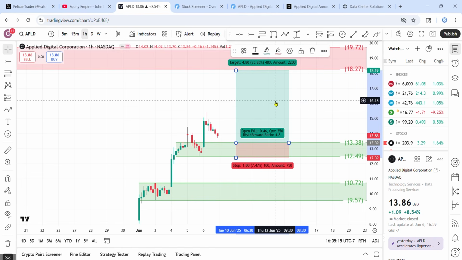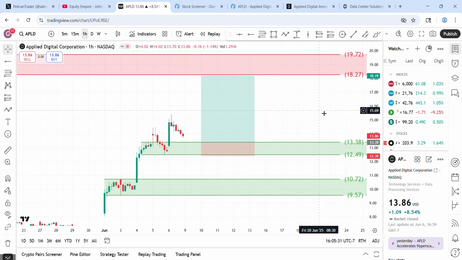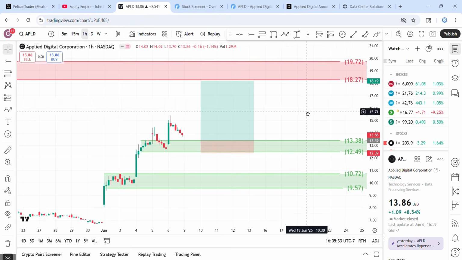And that trade setup right there has a 4.8 to 1 reward to risk ratio. So in other words, for every $100 worth of risk you would take if you were to place that trade, you could have a reward potential of $480. Okay, so that would be potential trade setup number one, and that's a pretty aggressive trade setup.